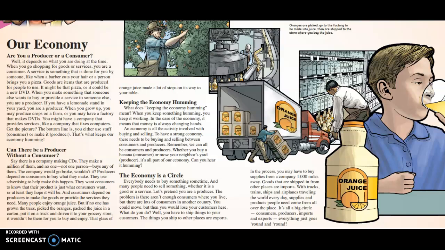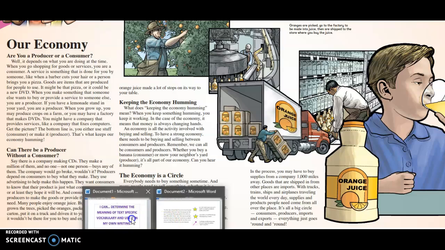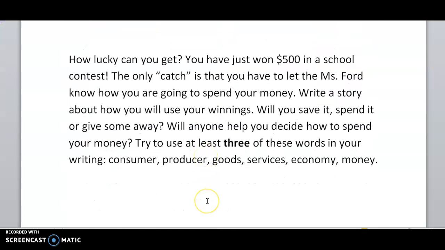With trucks, trains, ships, and airplanes traveling the world every day, supplies and products need to come from all over the place. It's a big circle. Consumers, producers, imports, and exports. Everything just goes round and round. Okay, so lots of new words in there. Okay, so a consumer, a producer, imports, exports, economy. Make sure you have a reread and a re-listen if you're unsure as to what those words are. They're all defined in our article right there, because today's writing is how lucky can you get?